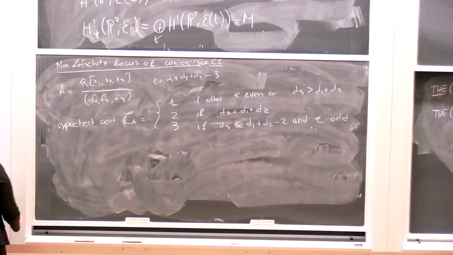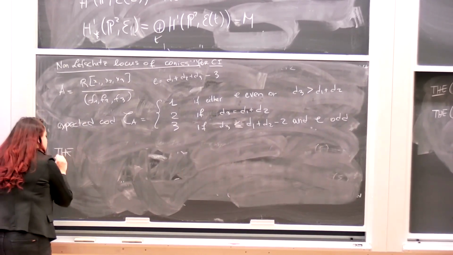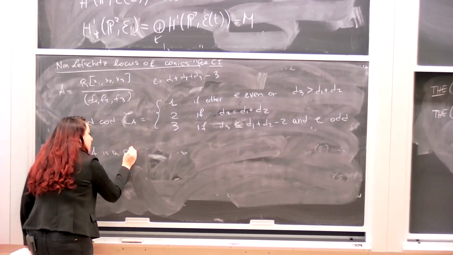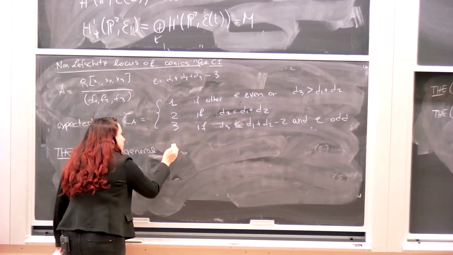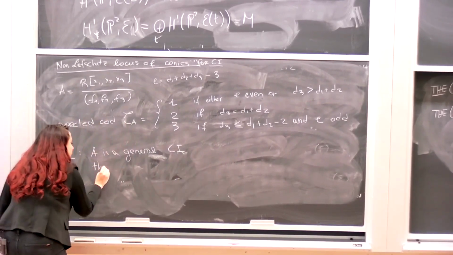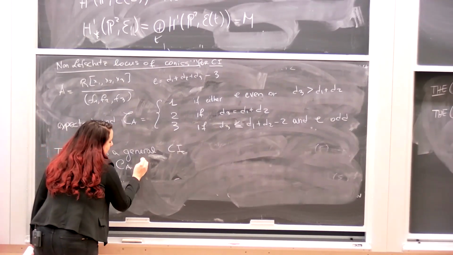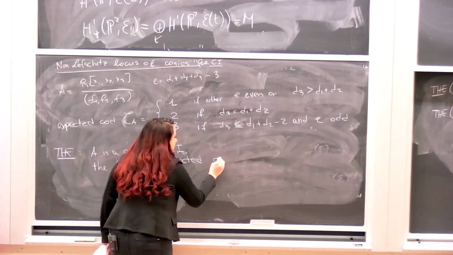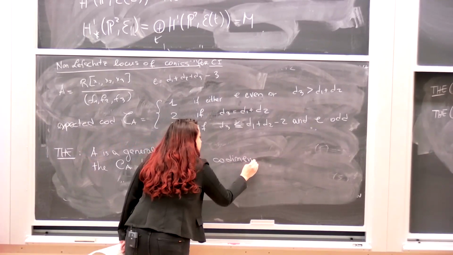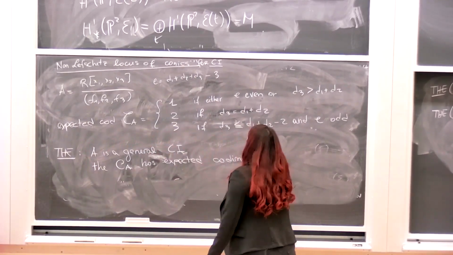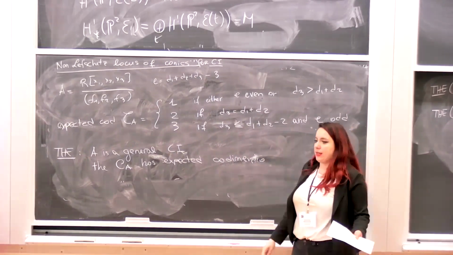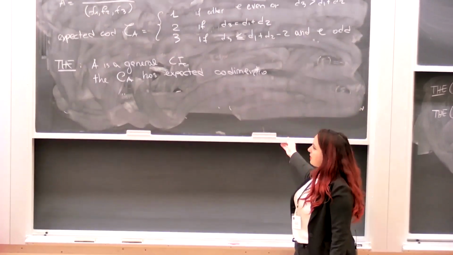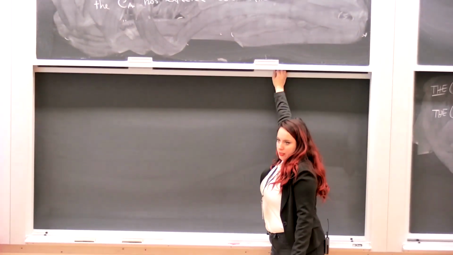So, theorem: if A is a general complete intersection, then the non-Lefschetz locus has codimension as expected. So in the case of the general complete intersection, the expected codimension is achieved with the hypothesis of generality. If we don't have the hypothesis of generality, this is not true.